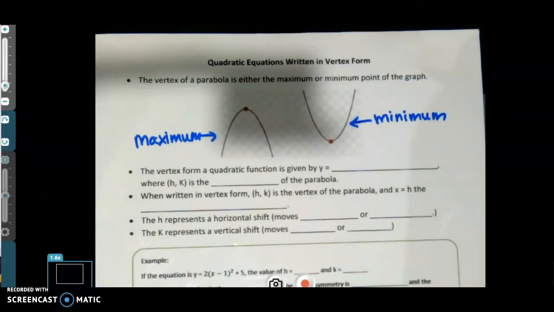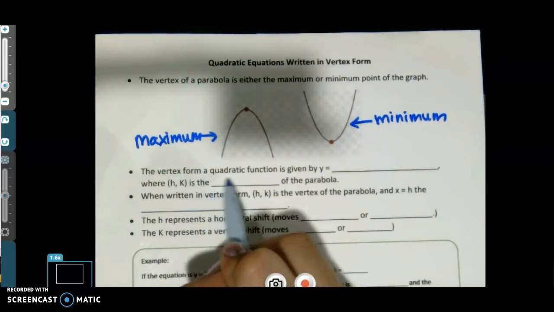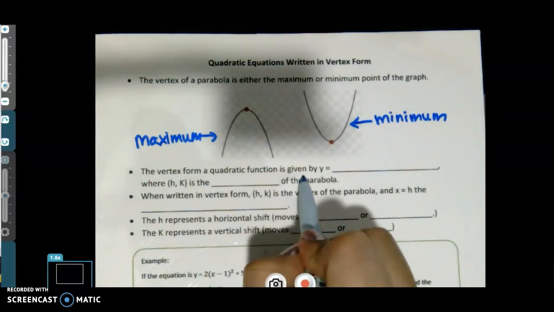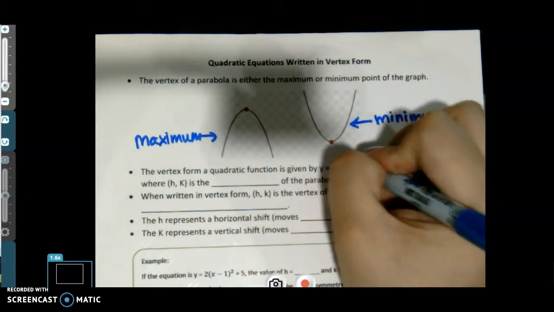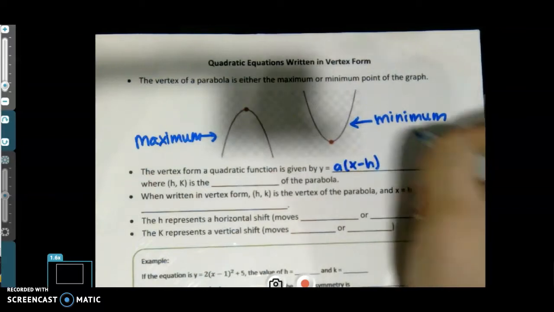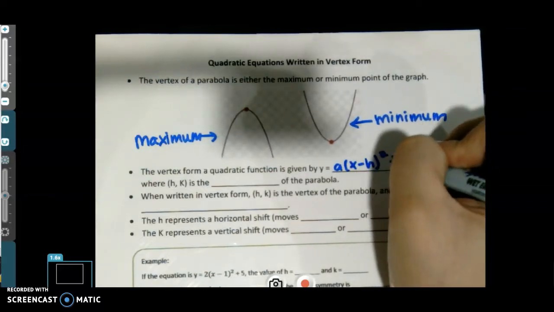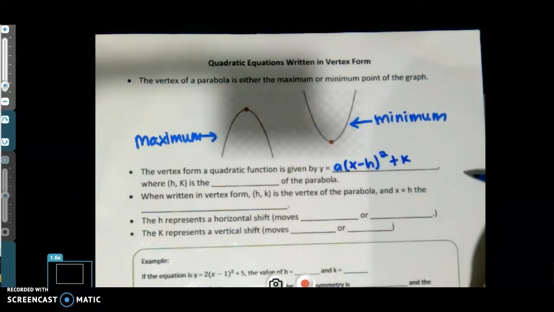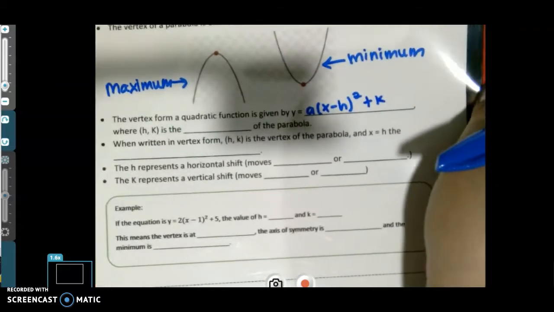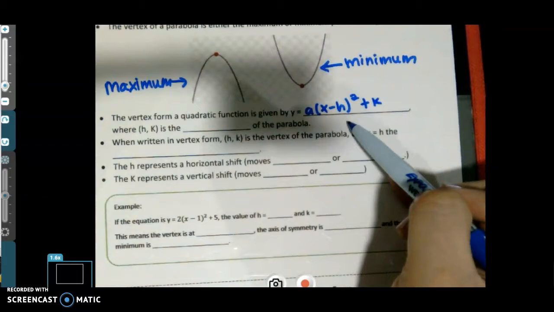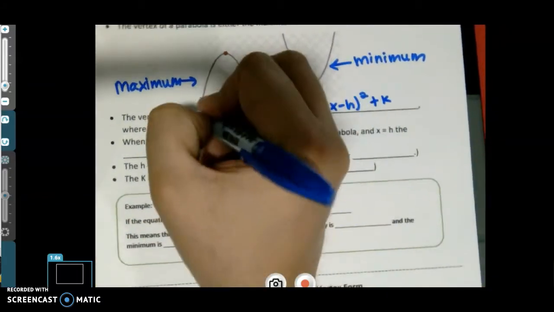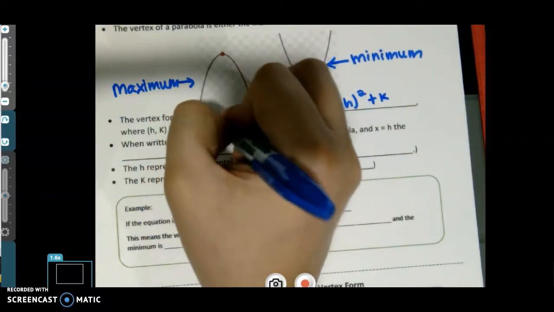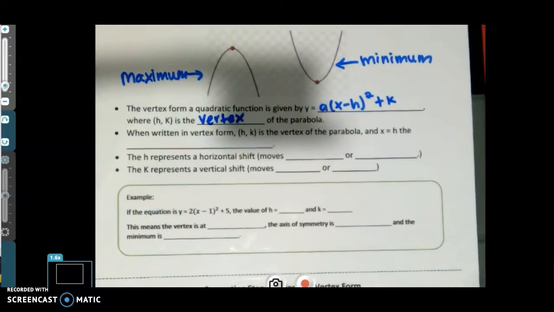Okay? So now the vertex form of a quadratic function is given by y equals a parentheses x minus h parentheses squared plus k. Now this form should actually look very familiar to you already. Okay? Now, not only is this vertex form very important, but it also has the vertex, which is (h, k). So (h, k) is the vertex, okay, of the parabola.